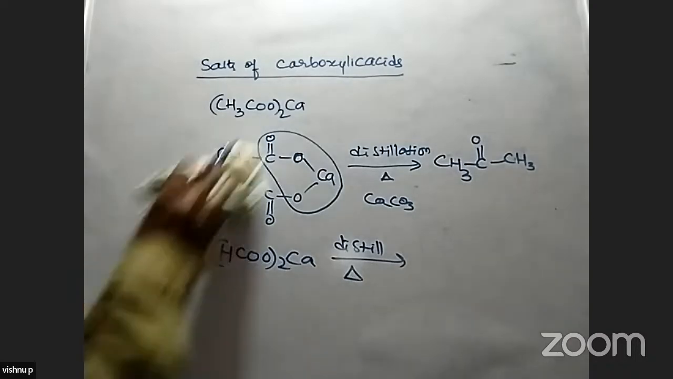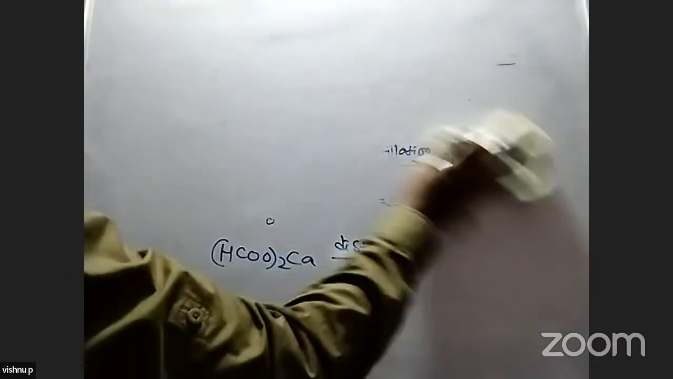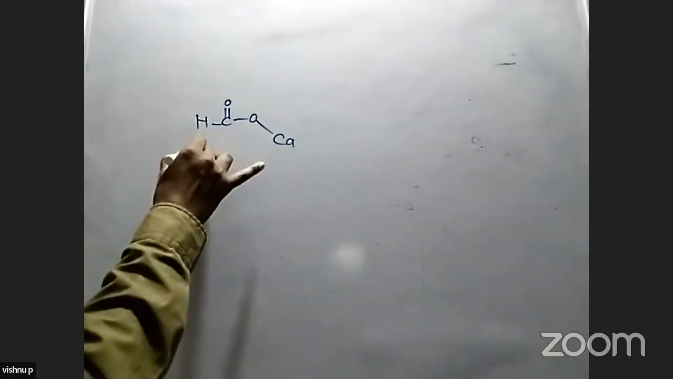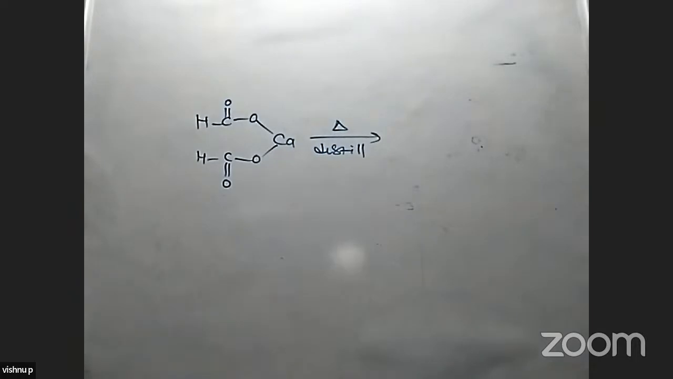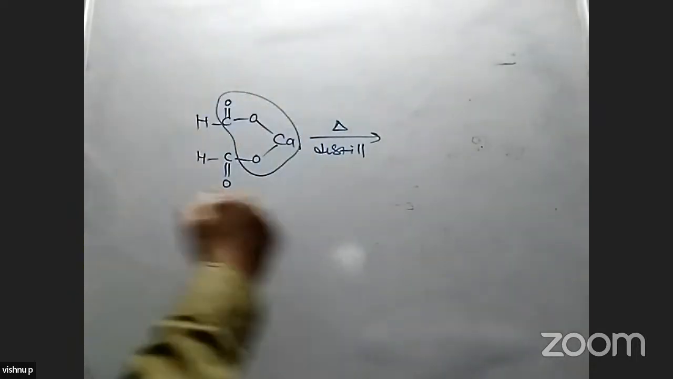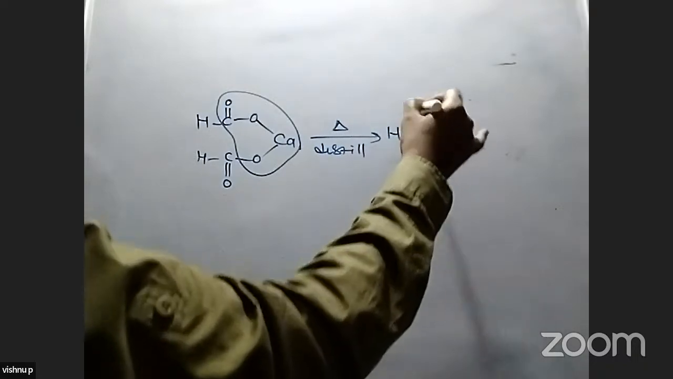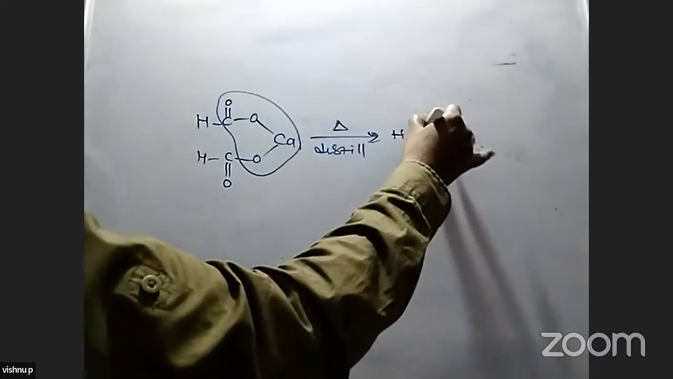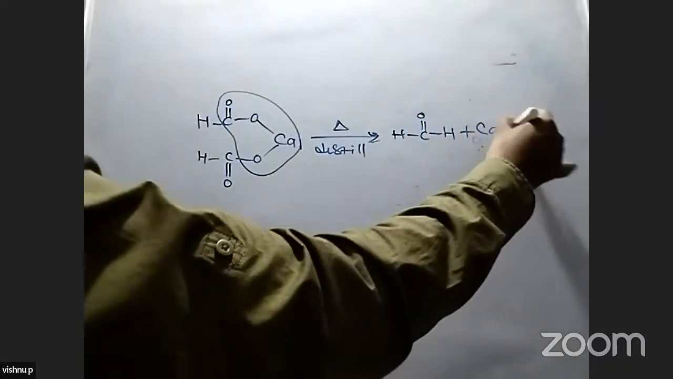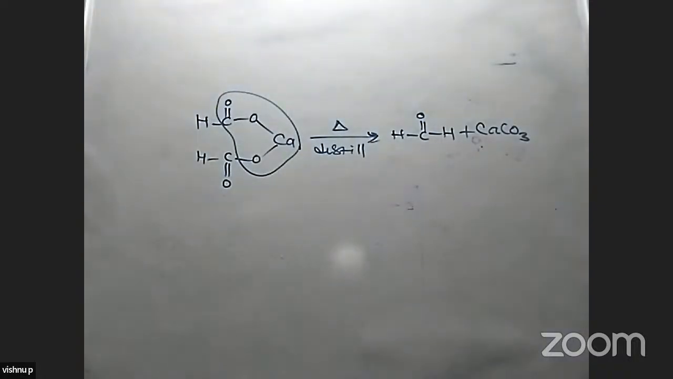Okay. So again, you draw the structure of this calcium formate. Calcium formate structure, OCaHCOOCa. When it is heated in the distillation process, again CaCO3 is separated, and what type of compound is formed in this reaction? Here formaldehyde is formed in this reaction, or we can call it methanal. So this is called the distillation process.